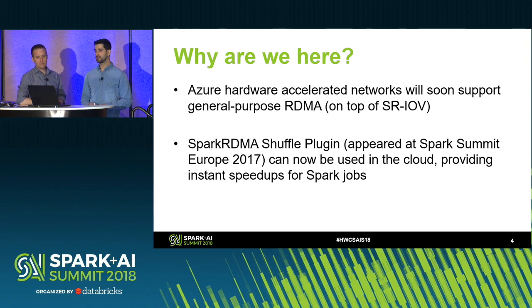And the second thing is that the Spark RDMA Shuffle plugin, which was presented at the last Spark Summit in Dublin, can now be used in the cloud. So you no longer have to have your own specialized hardware to enjoy these hardware offloads. You can just run them on the cloud and have instant speedups with the hardware that is already there.